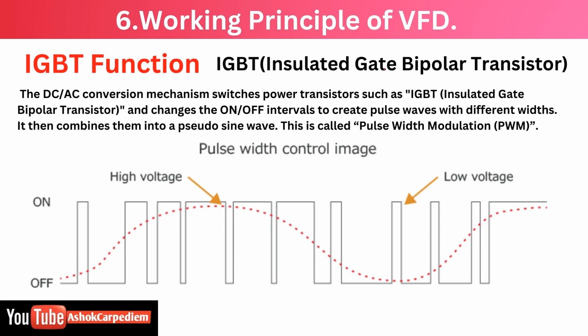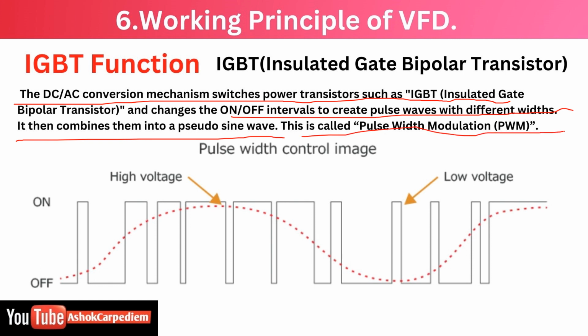IGBT function, insulated gate bipolar transistor. The AC DC conversion mechanism switches power transistors such as the IGBT and changes the on-off intervals to create pulse waves of different widths, and then it combines them into a pseudo sine wave. This is called pulse width modulation. Sir, if you are simply reading like this, I am unable to understand how it works.